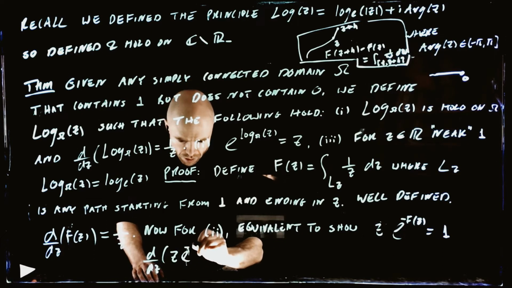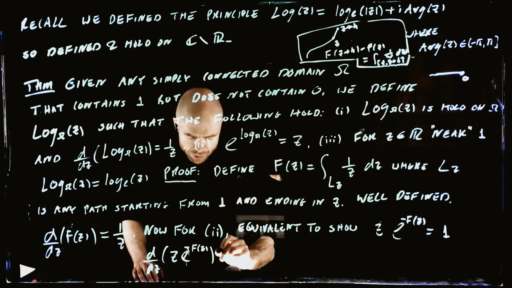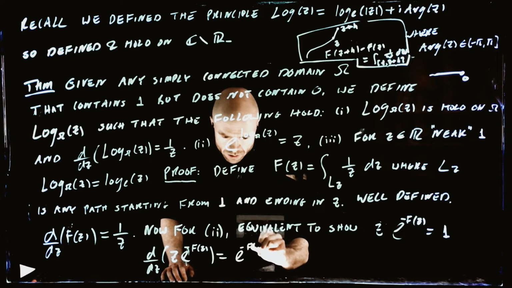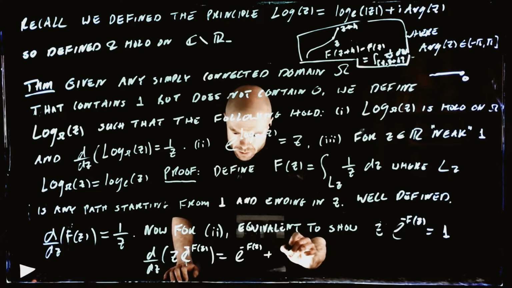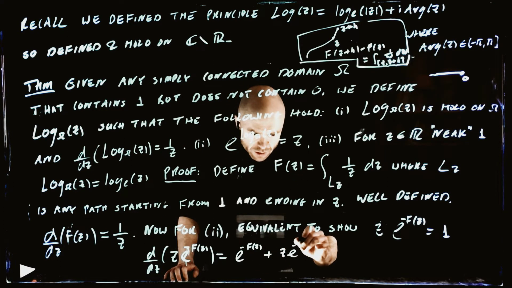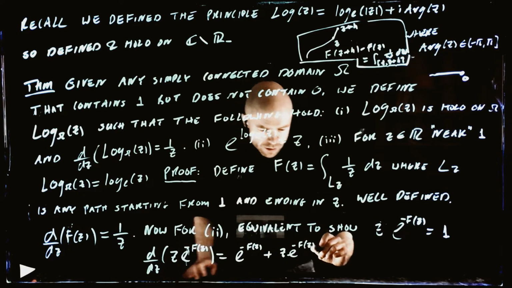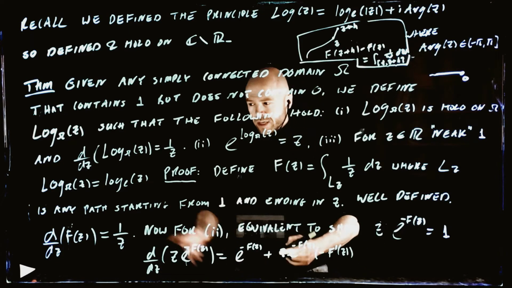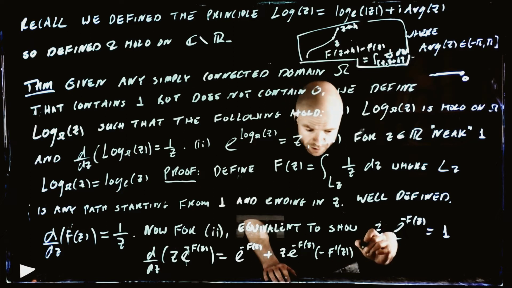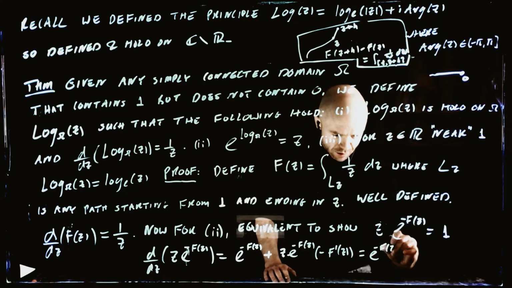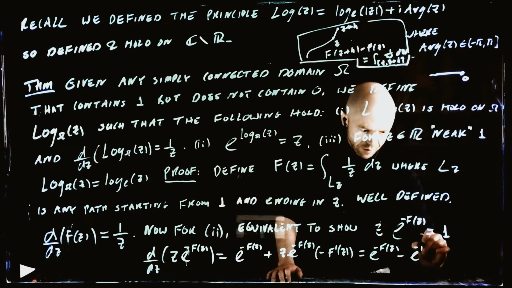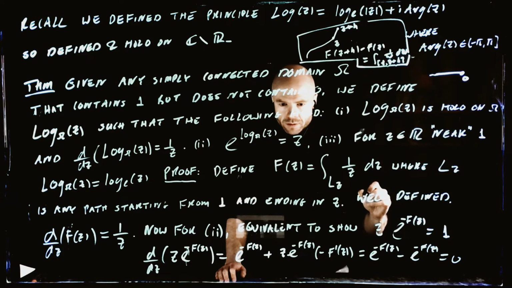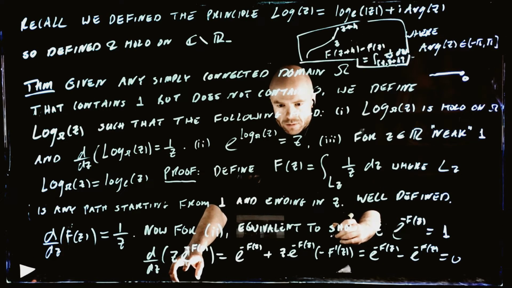If we differentiate this thing, what happens? Then by the product rule, we just have e to the minus f of z plus z e to the minus f of z, and then minus f prime of z. And f prime of z we've seen is 1 over z, so then that thing just becomes e to the minus f of z minus e to the minus f of z, which is 0. Yeah? Cool. So the derivative of this thing is 0, right?